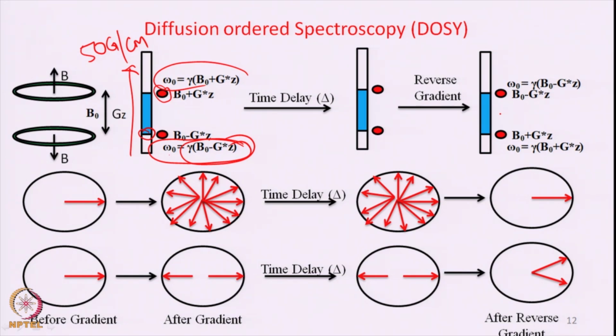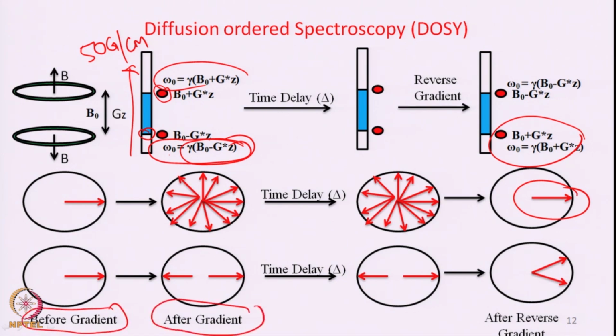If there is no diffusion, everything will come together here, just with a reverse phase. But suppose molecules are diffusing. Before the gradient we have them here, after the gradient it is here, and then after the time delay and the reverse gradient, because of diffusion, the molecules are not coming into phase. They are diffused a little bit out of phase. So, the diffusion for each of these vectors is different, and that is what is actually captured in the DOSY experiment.